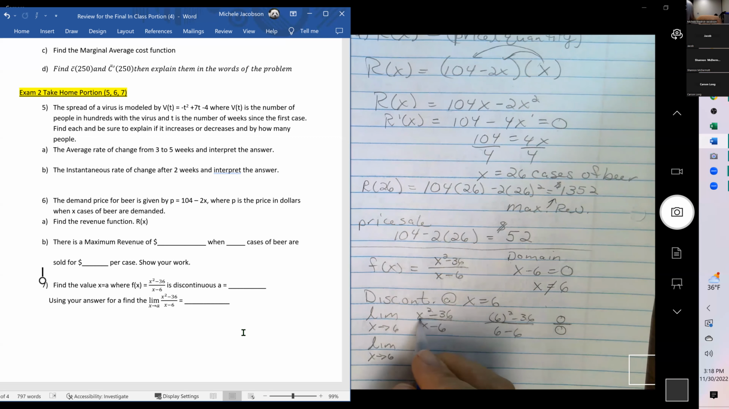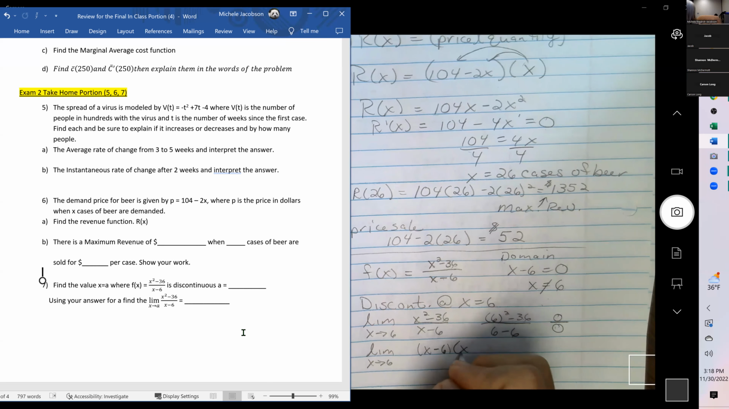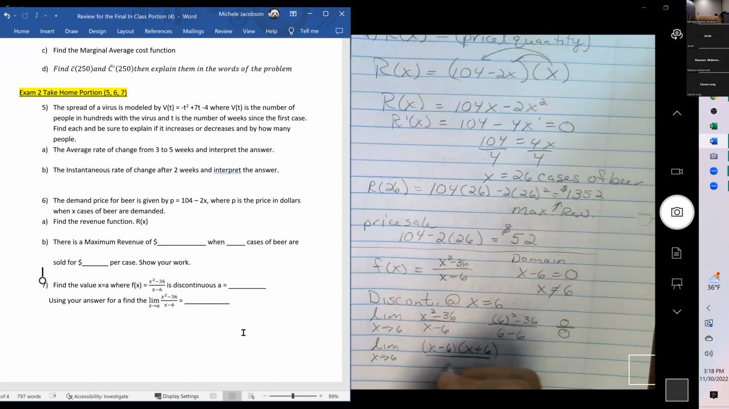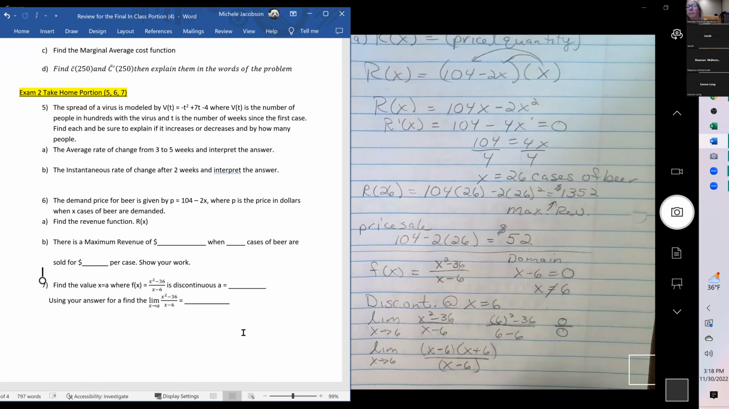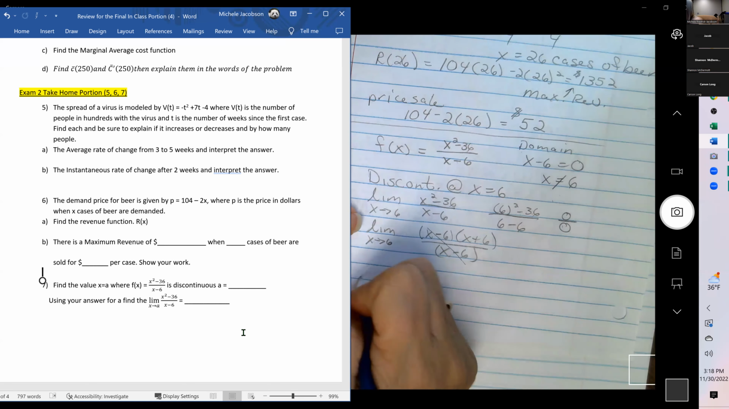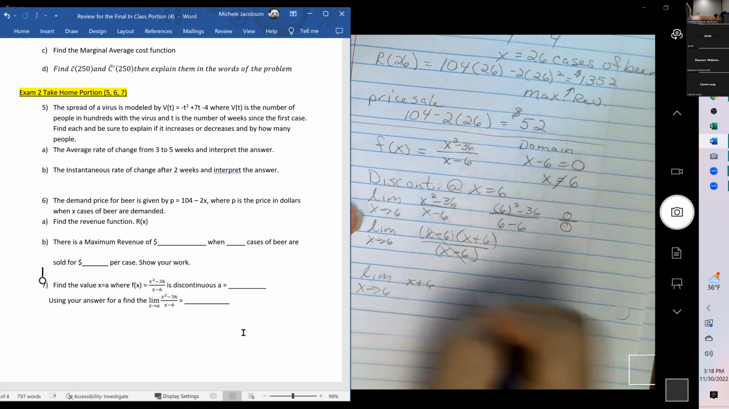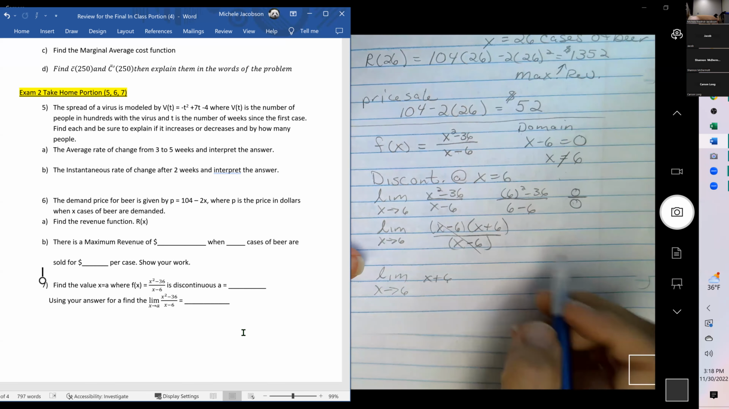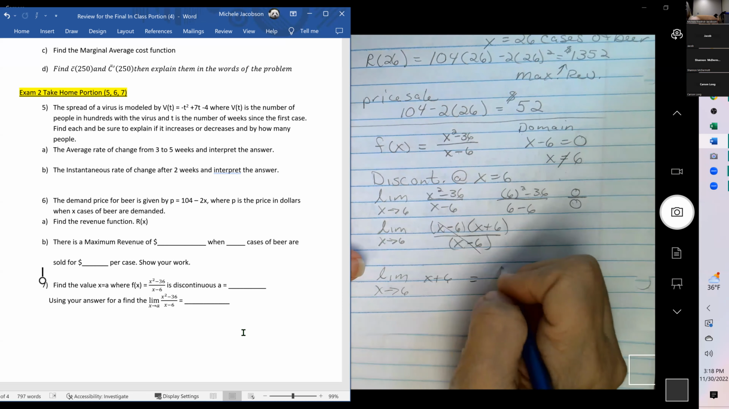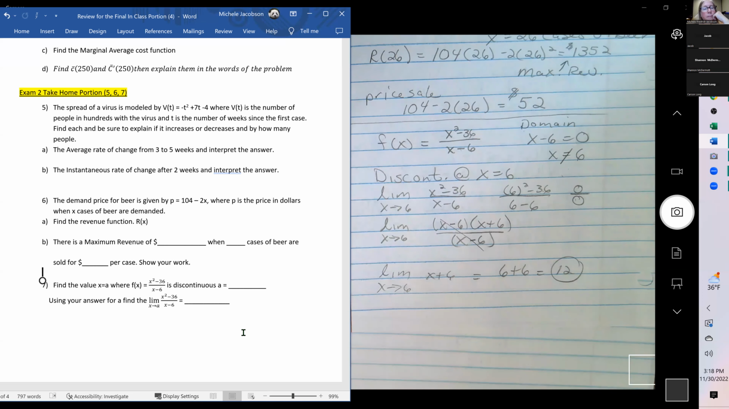So factor it. X squared minus 36 is x minus 6 and x plus 6. X minus 6 cancels. And plug it in again. Plugging in 6 plus 6 gives us 12. Any questions on that one?